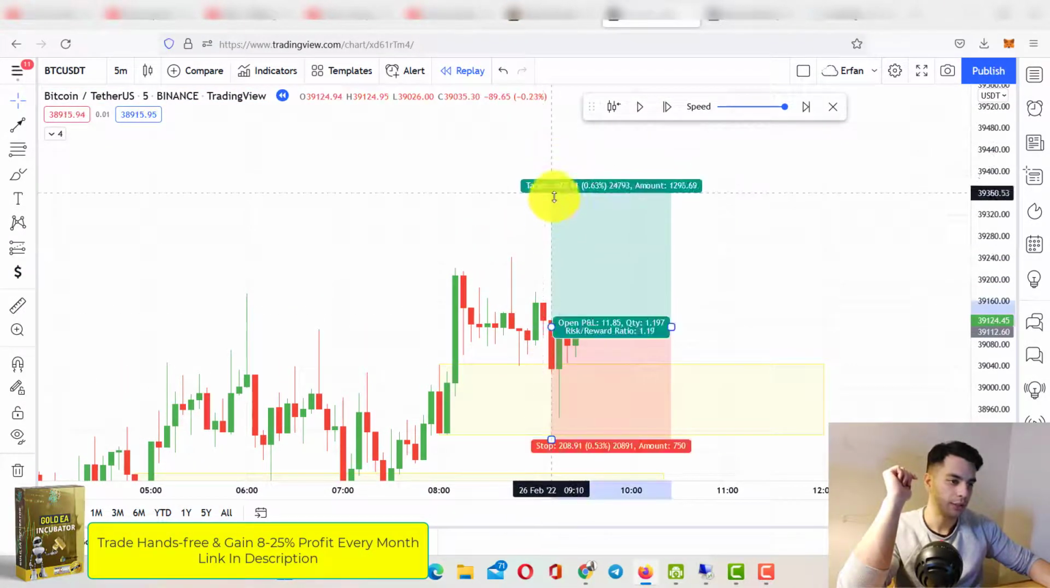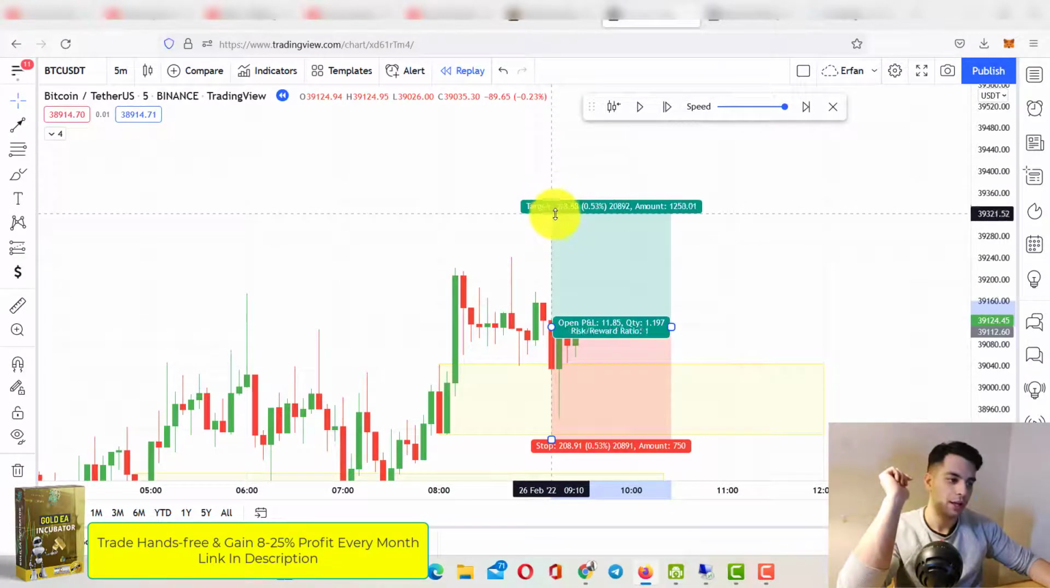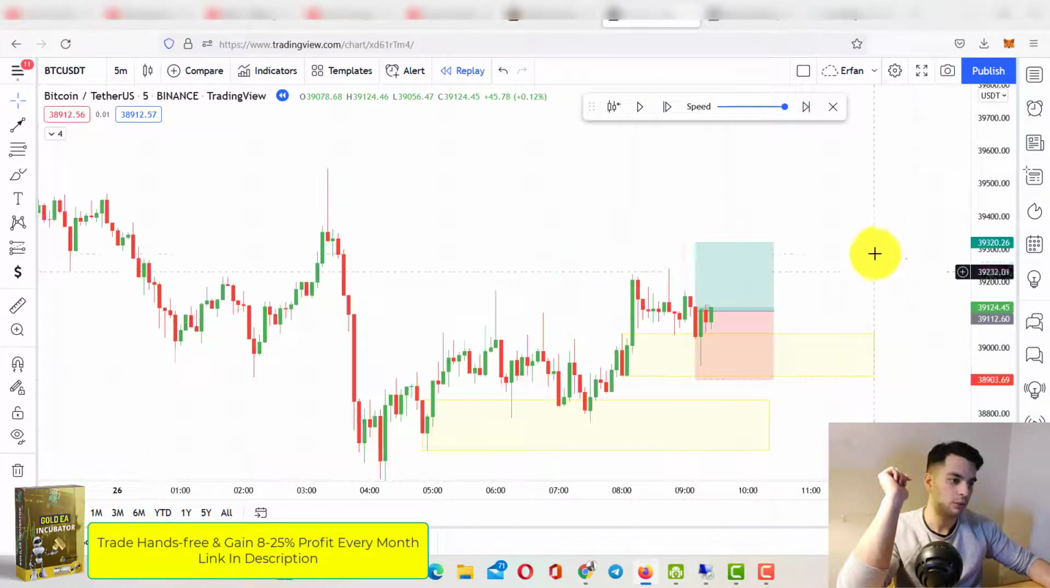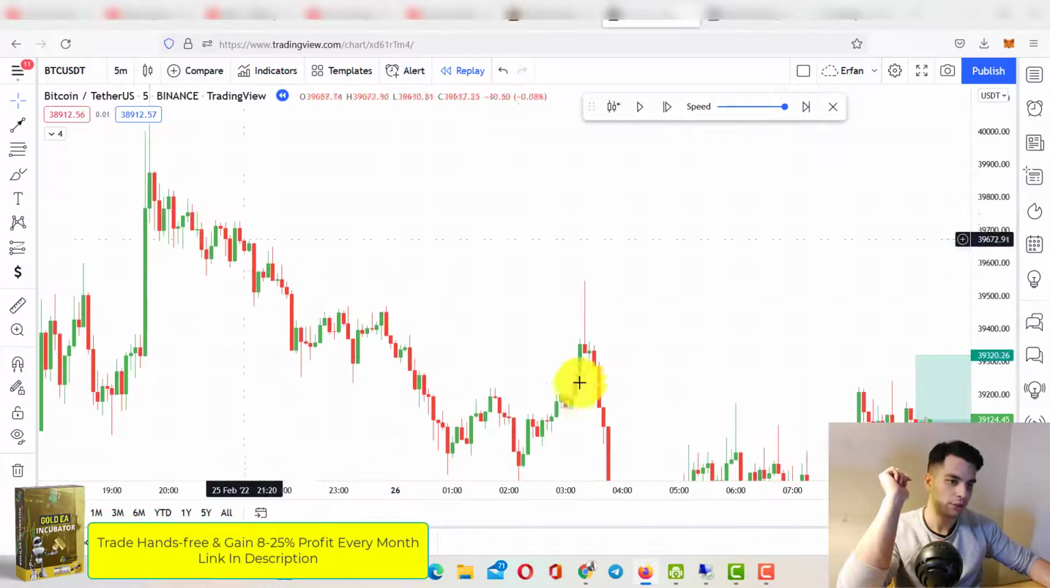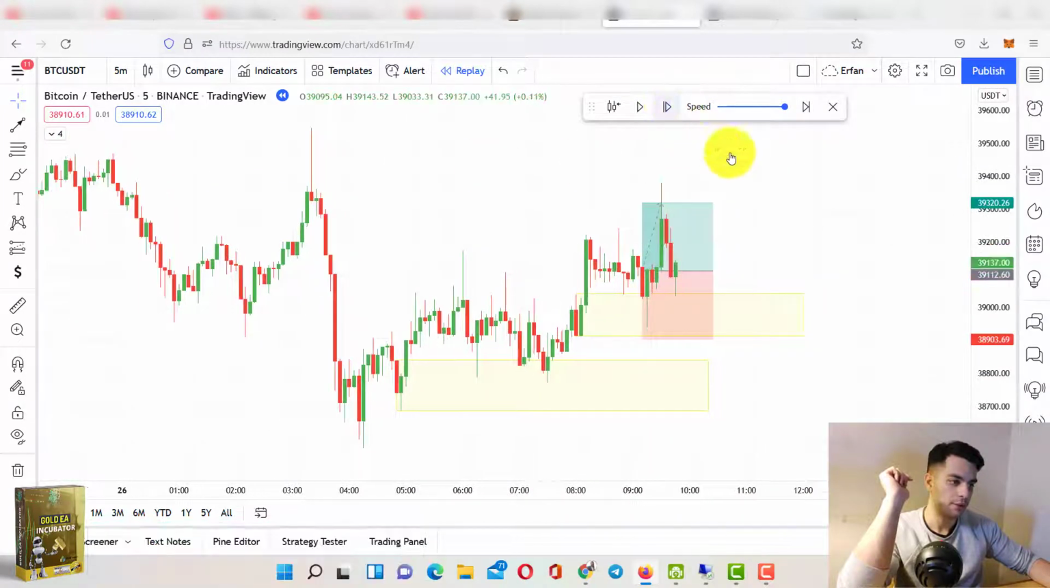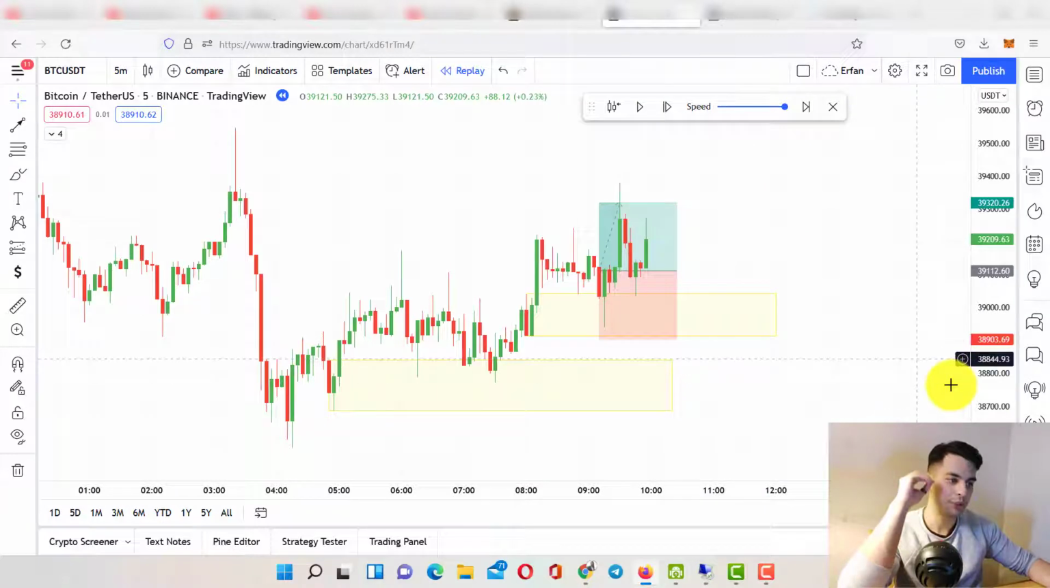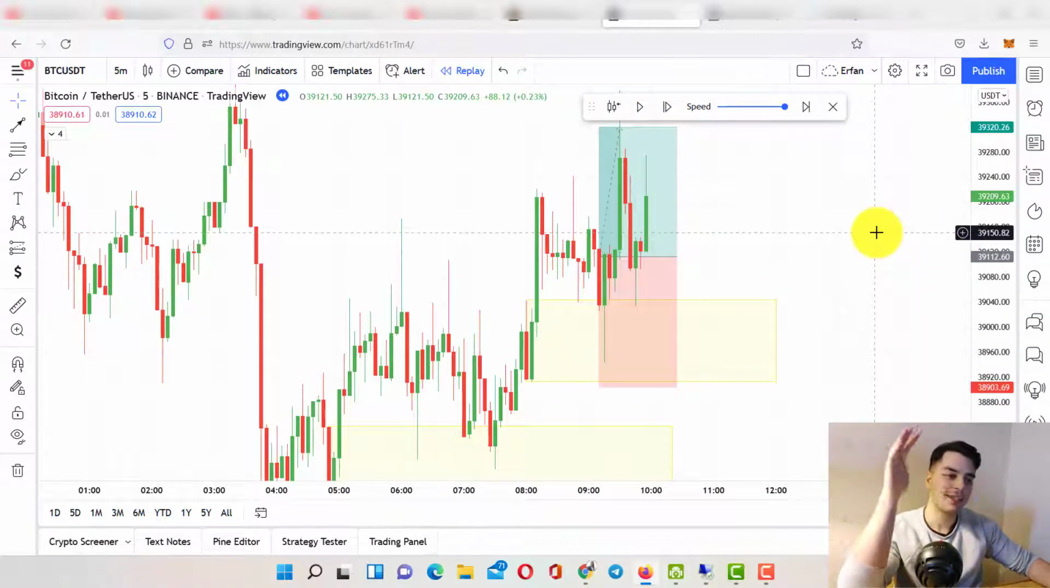Now you can close a one-to-one trade, and you can leave a runner for the second one if you want to, all the way to here. But let's see what happens. Boom, one-to-one trade. Beautiful setup. It's easy, it's not difficult.